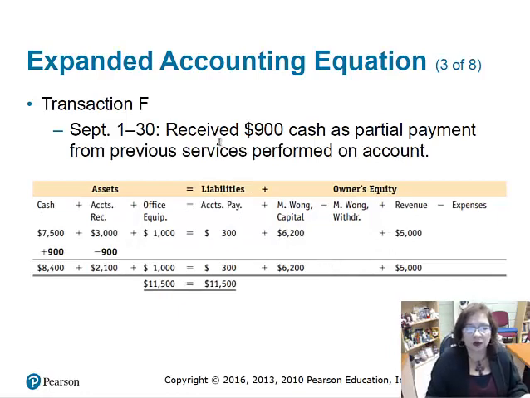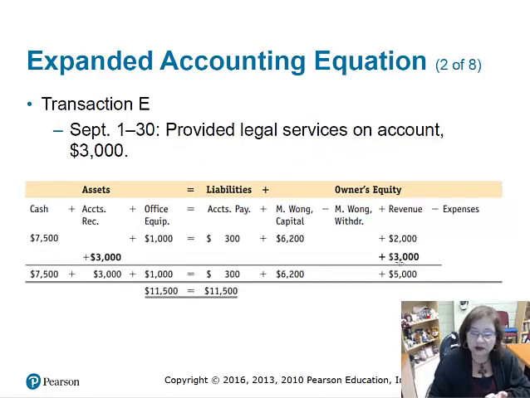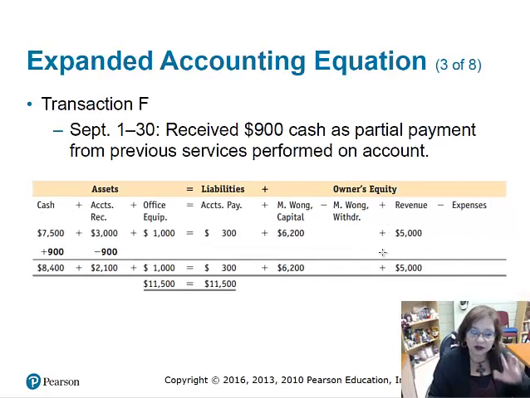Now we're looking at receiving $900 cash as a partial payment from the previous services performed. Previous was the $3,000. Okay, so now this is what you do.